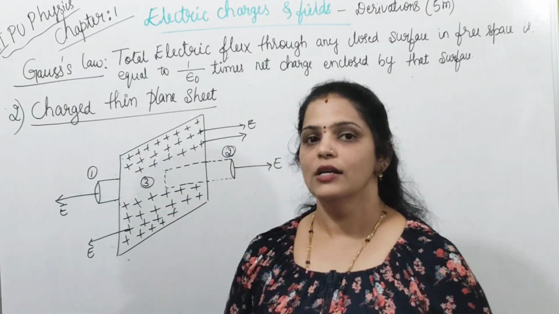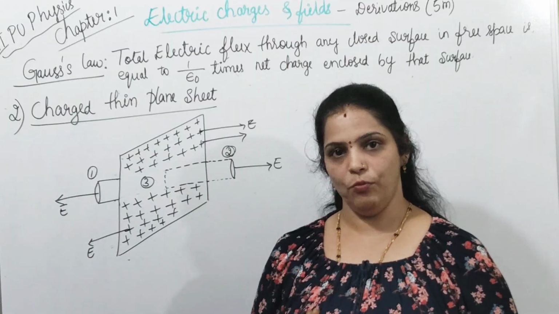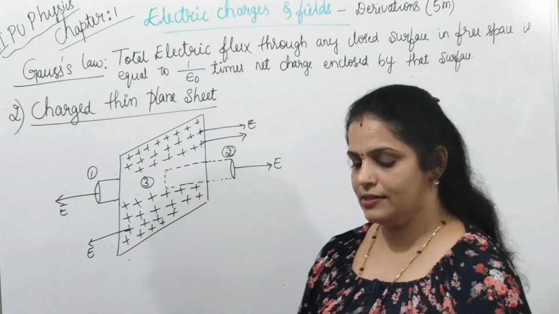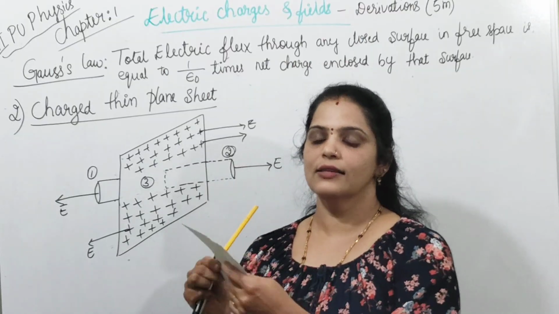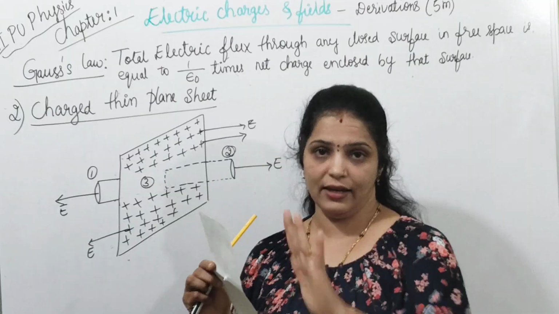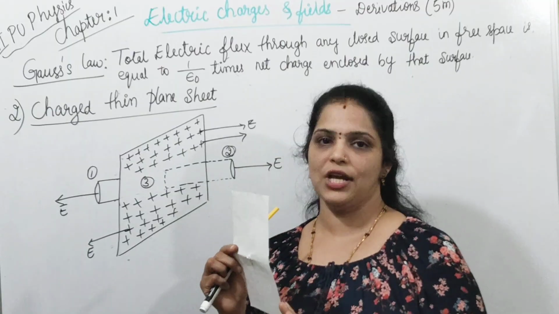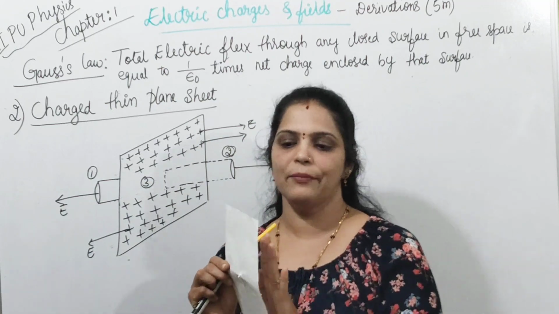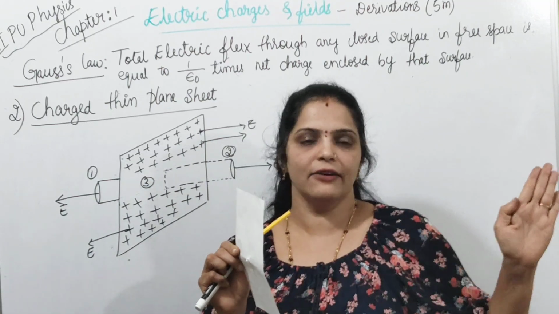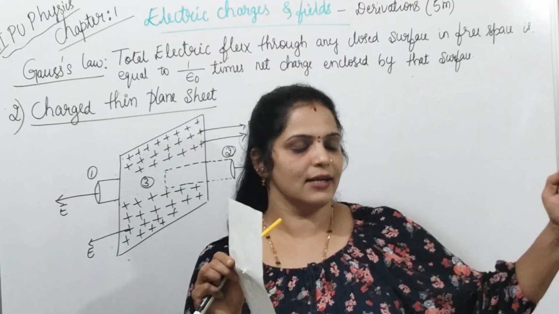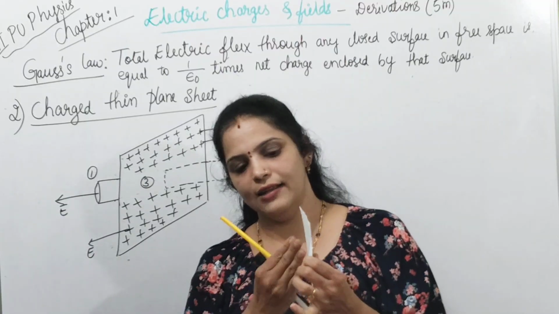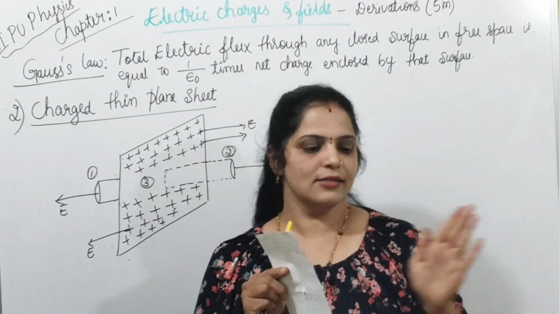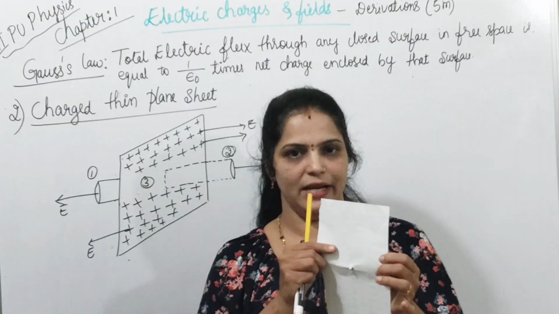The plane sheet is charged on both sides, either positively or negatively. Here this is an infinitely long plane sheet. It is completely charged, on this side and this side. If it is positively charged, then the electric field acts away from it. The electric field acts on both sides like this, perpendicular to this plane sheet.